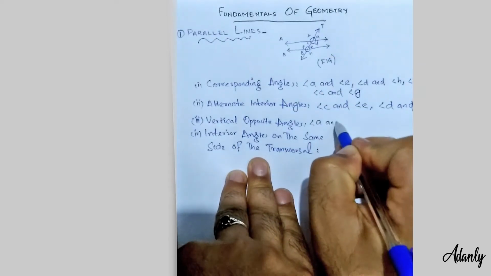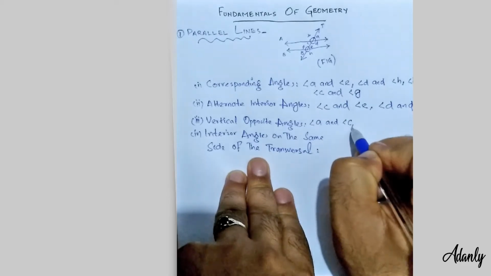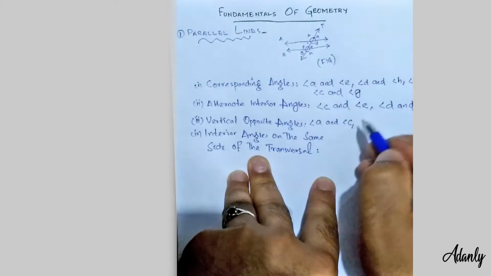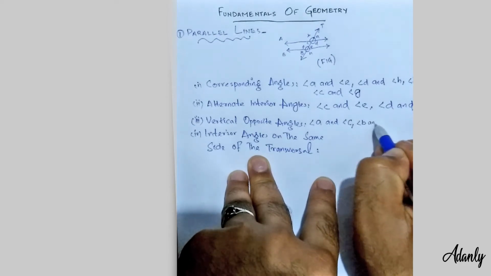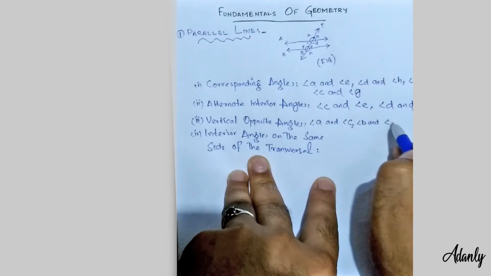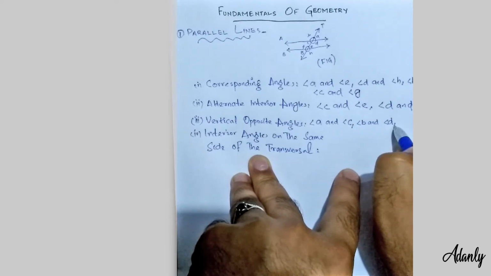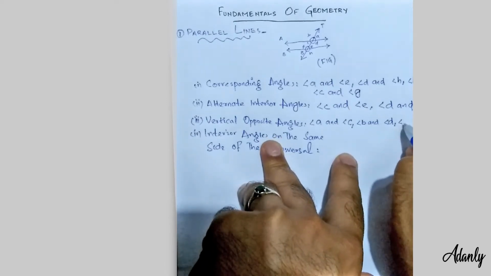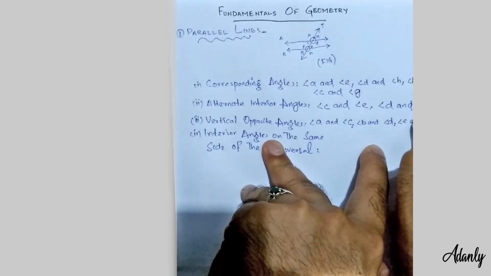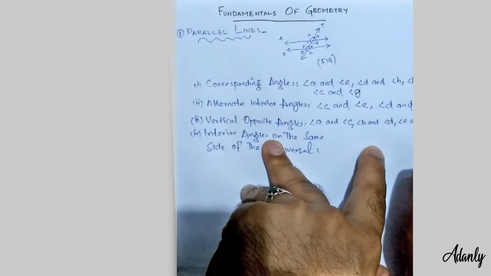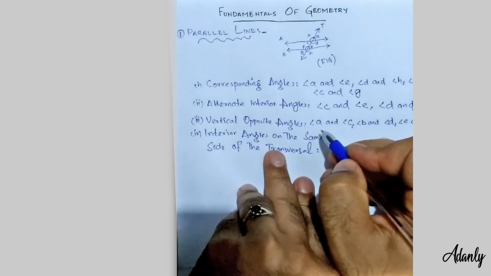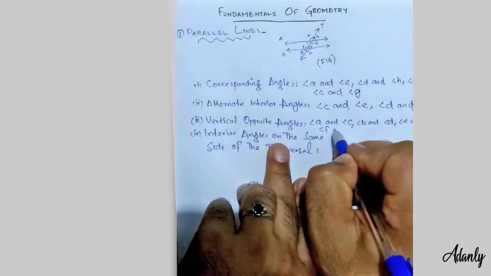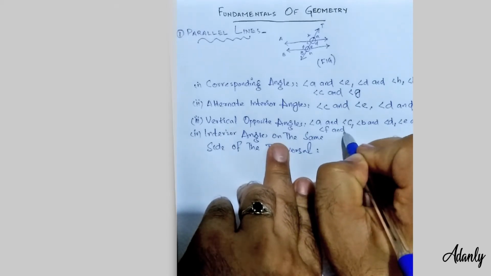Now the vertical opposite angles are angle A and angle C, and another pair is angle B and angle D. Another pair is angle E and angle G, and the last pair is angle F and angle H.